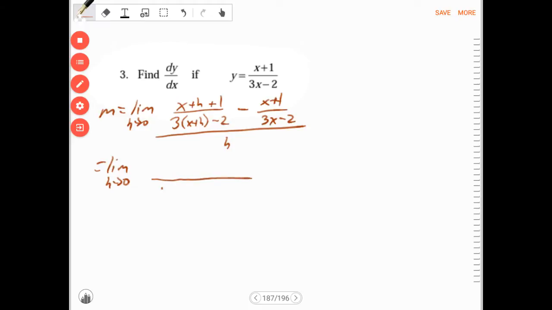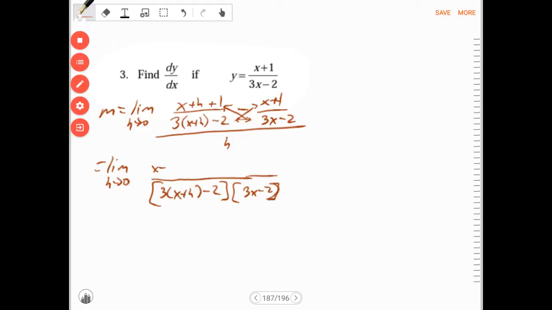This guy here is going to be 3x plus h minus 2. We'll use square brackets, times 3x minus 2. So that is the common denominator here, and we just multiply those two pieces. Remember, we multiply the bottoms, and then we're really just cross-multiplying up this way.